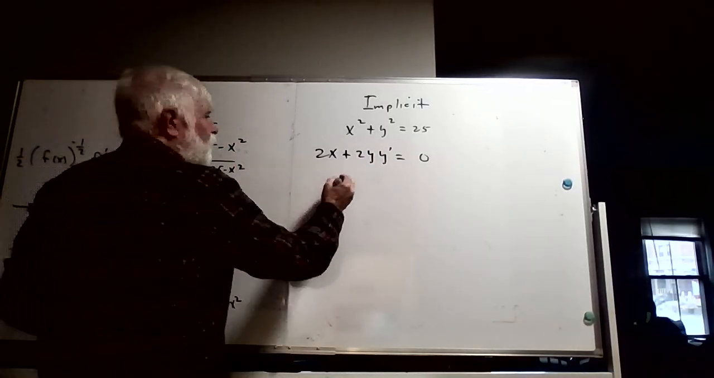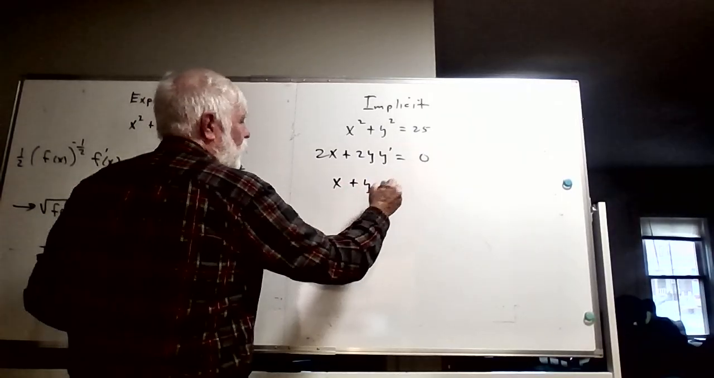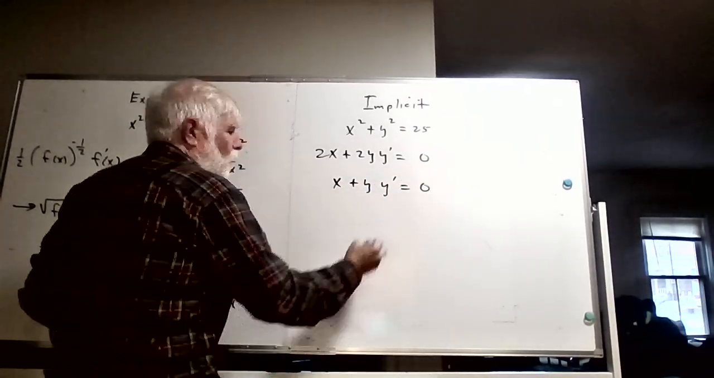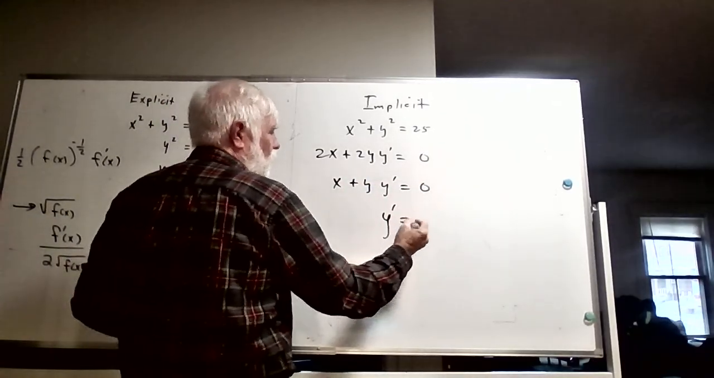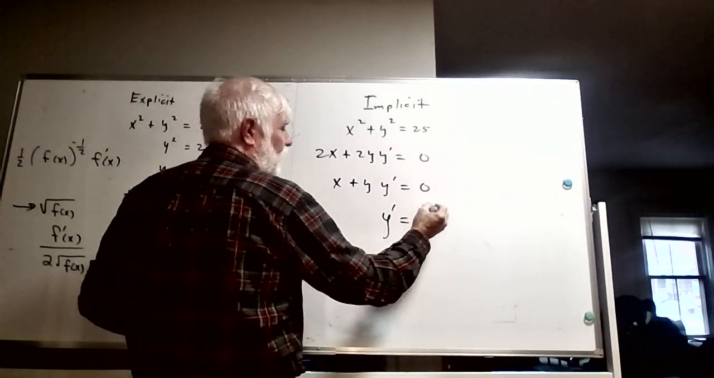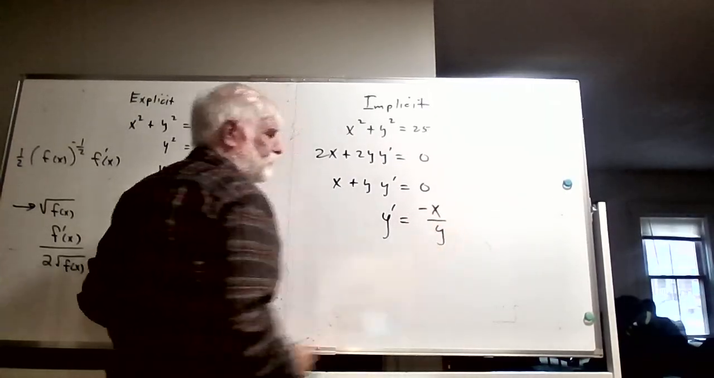Dividing by 2 gets me x plus y, y prime equals 0. What does y prime equal? Y prime is equal to minus x over y.